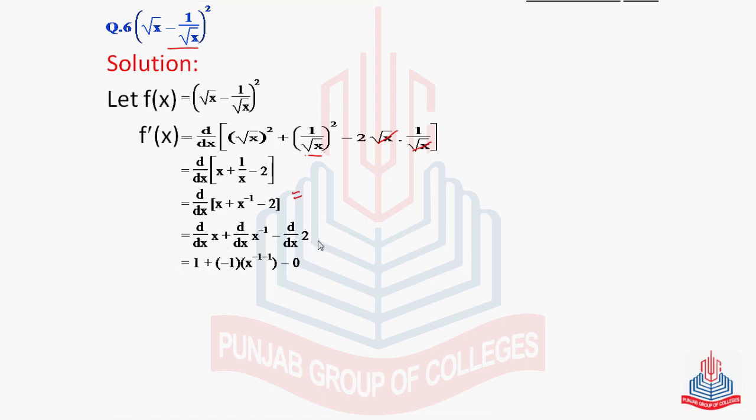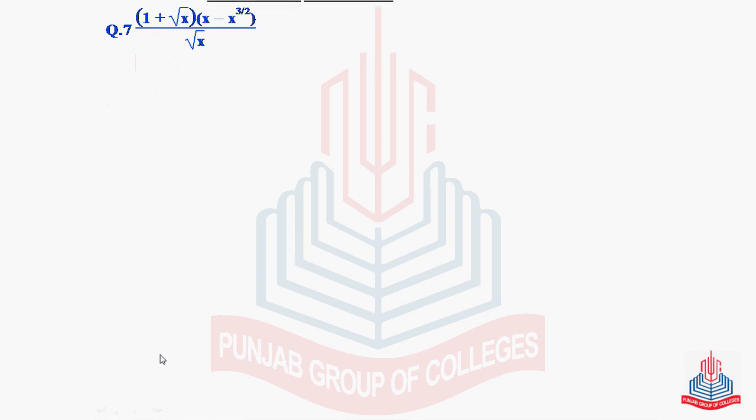Derivative of x will be 1. Derivative of x raised to the power minus 1 will be minus 1 x raised to the power minus 1 minus 1, that is minus x raised to the power minus 2. Minus derivative of 2 will be 0. So here we have 1 as it is. And as this is in the form of negative power, we can make it positive by shifting it to denominator. So that will be 1 minus 1 over x square. After taking LCM, that will be (x square minus 1) divided by x square, which is actually the derivative of our given question.